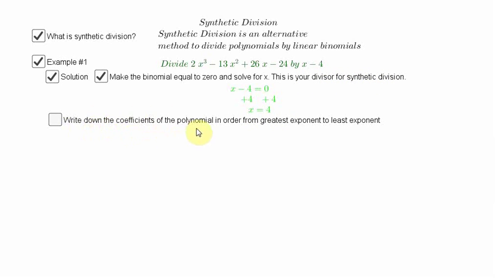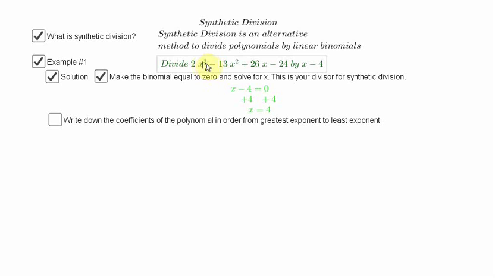Next, we write down the coefficients of the polynomial in order from greatest exponent to least exponent. This may sound a bit confusing at first because we talk about coefficients and then we talk about exponents. The coefficients are the big numbers in front of the variables. So the 2, the negative 13, the 26, and the negative 24, even though it's a constant, it is considered a coefficient because there should be a term of x with an exponent of 0 here. It would be the coefficient for that term, but because the exponent is 0, we don't write that term, so we call it a constant also.